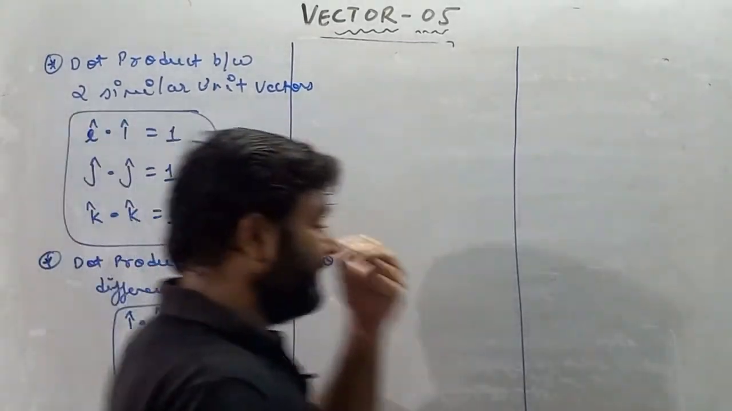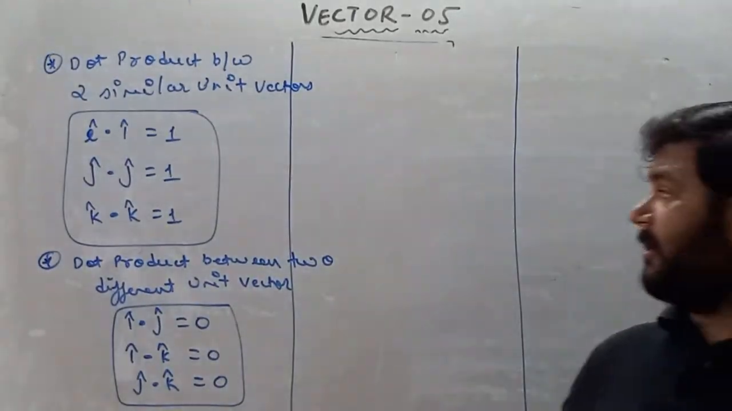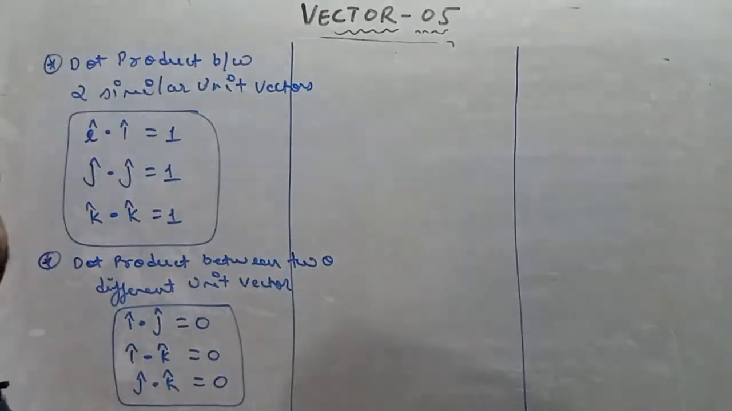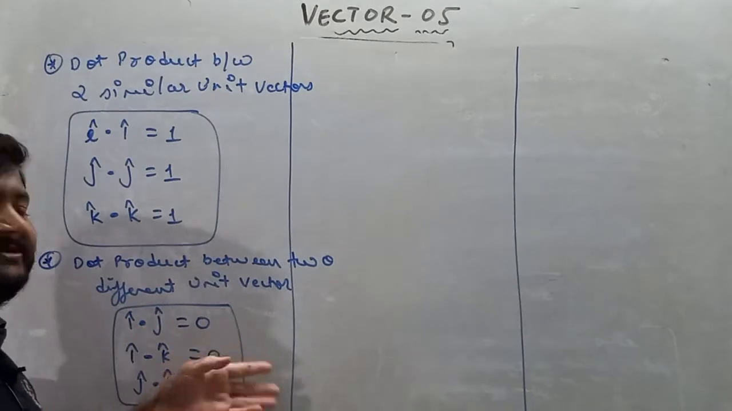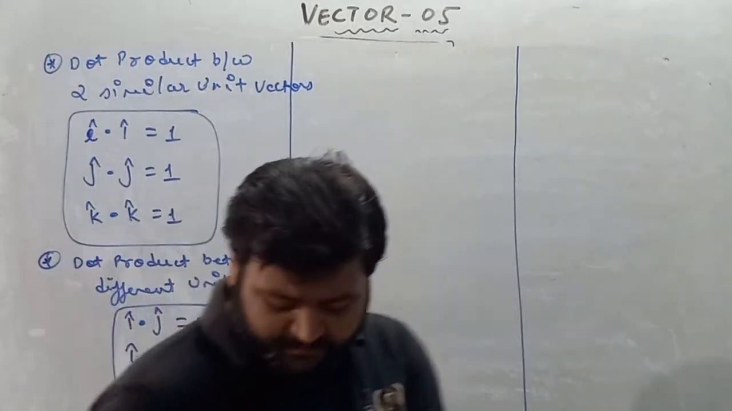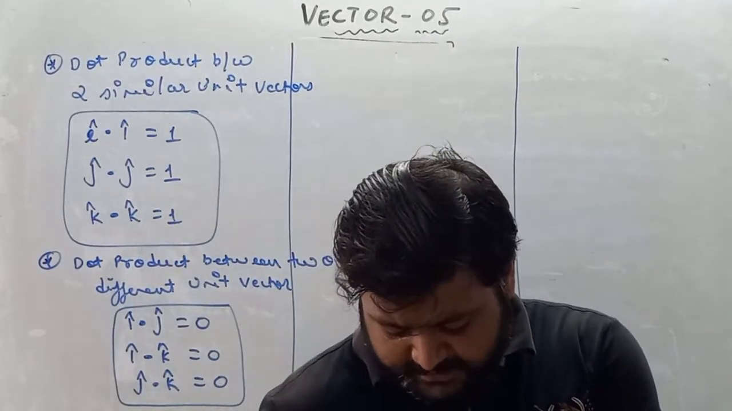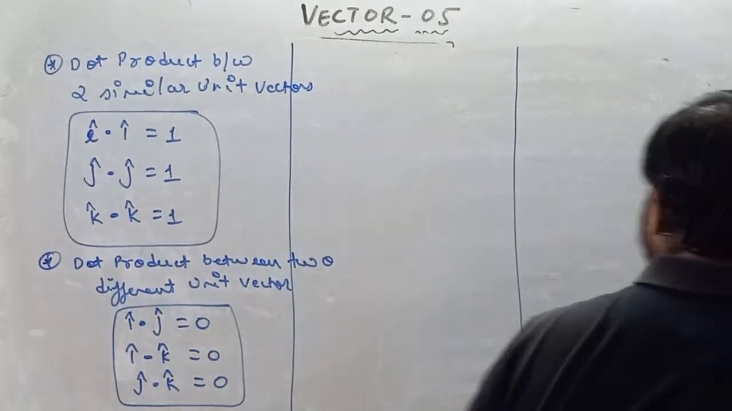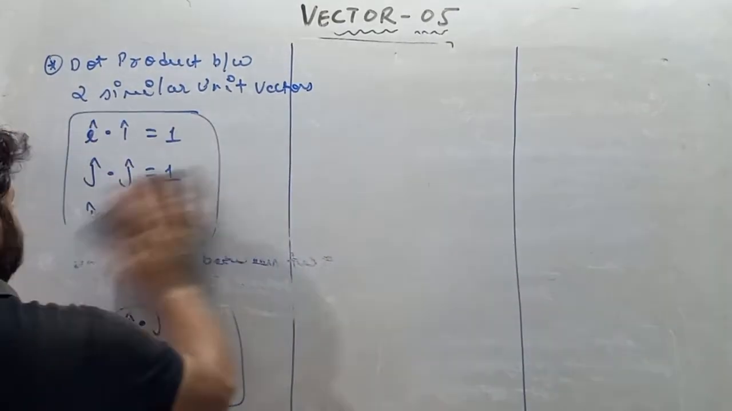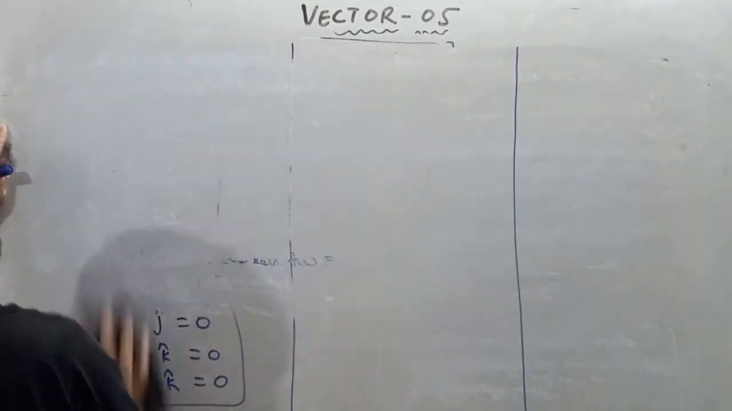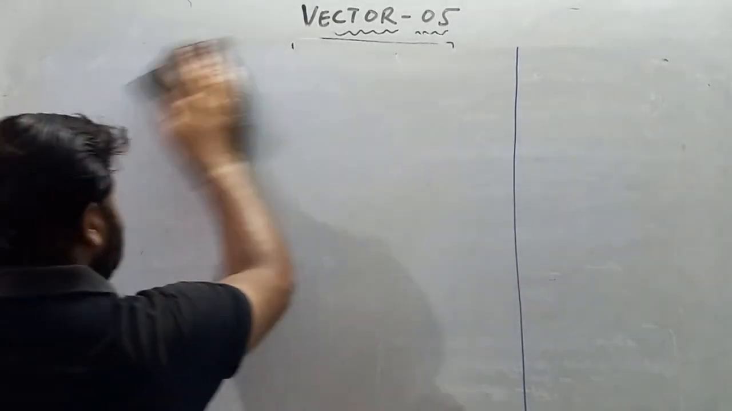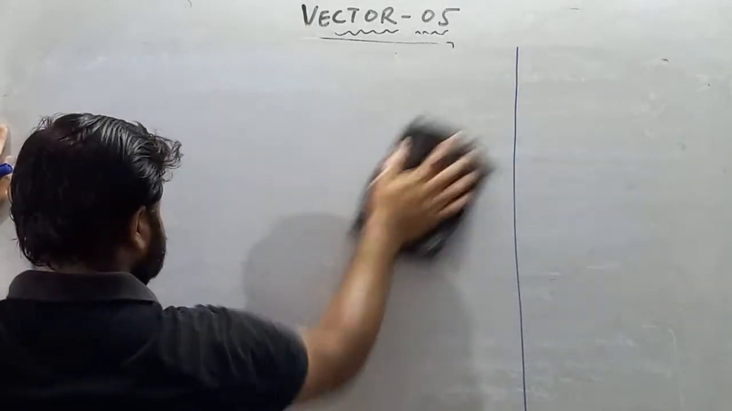So remember this, my dear students: if you perform dot product between two similar unit vectors, the result is 1, and if you perform dot product between two different unit vectors, then the result is 0. I hope you all are understanding my point. So moving forward, let us do an example for understanding more about dot product. Remember, i dot i is 1, j dot j is 1, and k dot k is also 1. But i dot j is 0, j dot k is 0, and k dot i is also equal to 0.